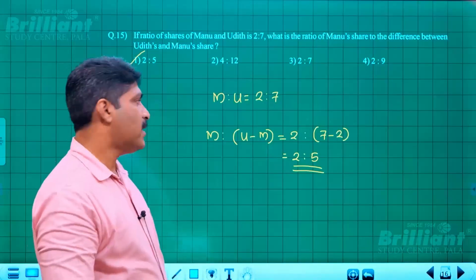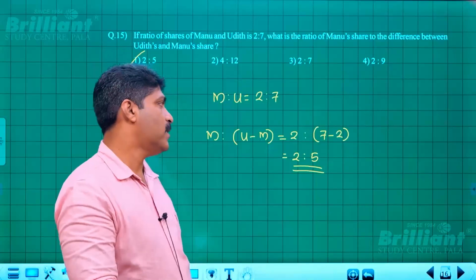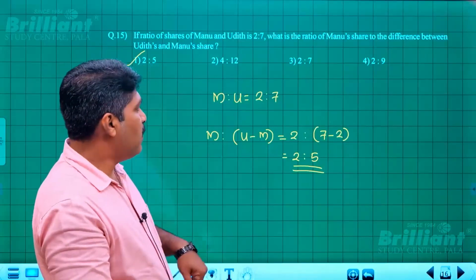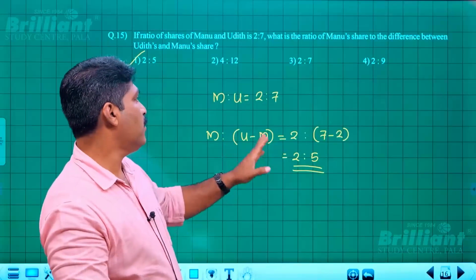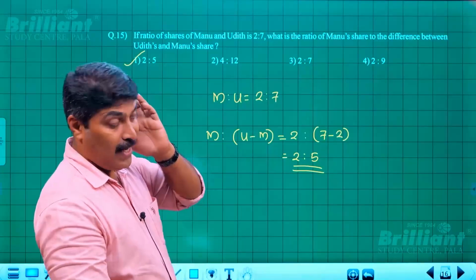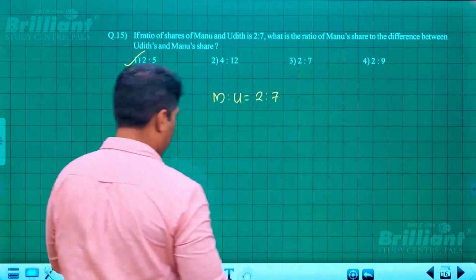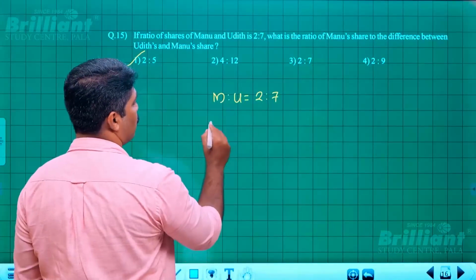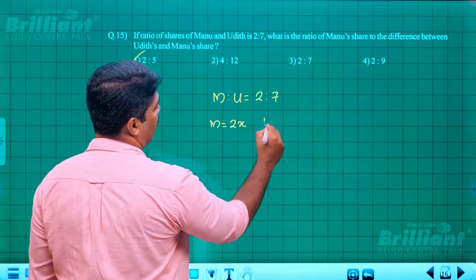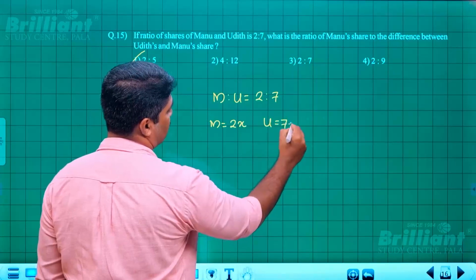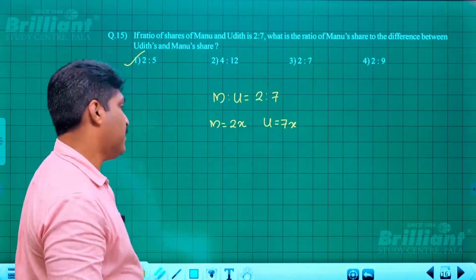Understand, in some situations, there may be a trap. So what is a trap here? Actually, we don't have the right to take this M as 2 always and this U as 7 always. Instead, what is the actual way of approach here? If M is to U, 2 is to 7, you can take M equal to 2x and U equal to 7x. This x is called the multiplicative factor.